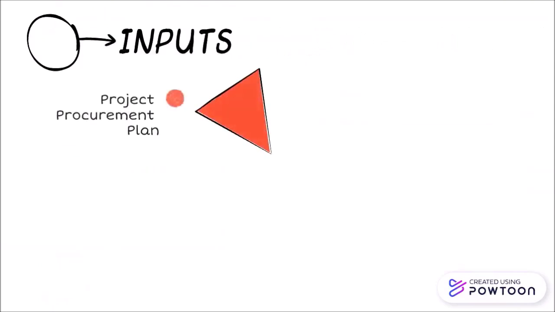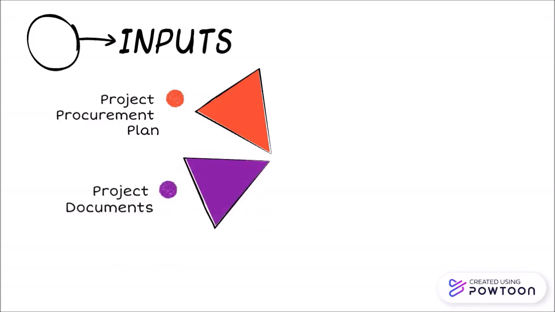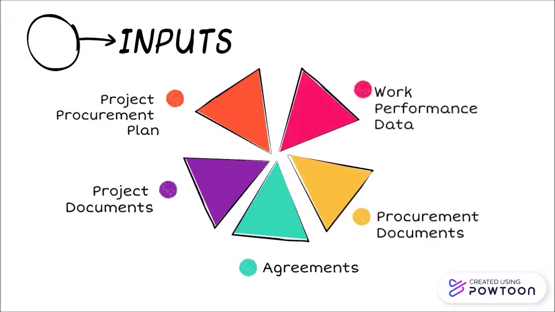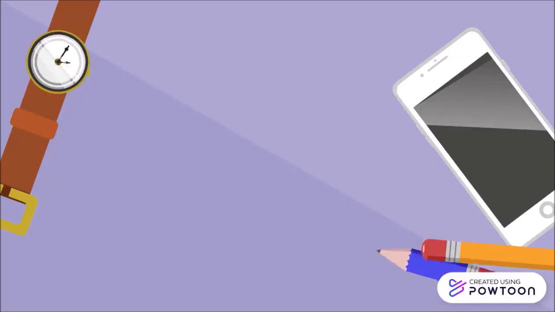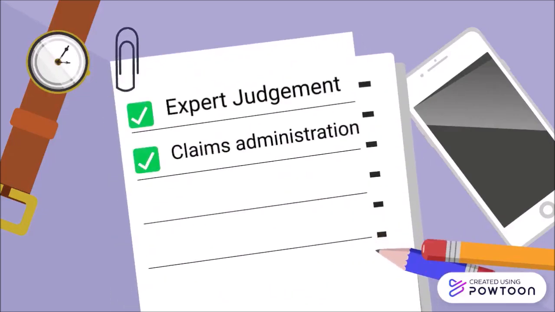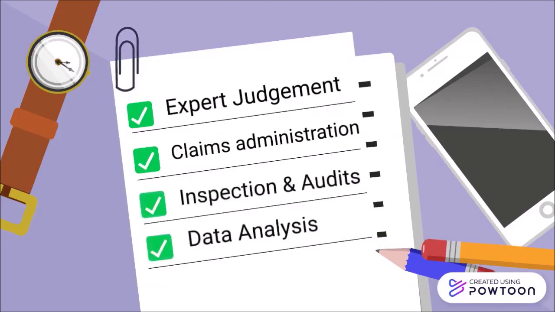The inputs to this process include the procurement management plan that contains the activities to be performed during the control procurement process, project documents that include quality reports, requirements documents, agreements between the parties, procurement documentation that includes the statement of work, payment information, contractor work performance information, plans, etc. Work performance data contains seller data on project status, such as technical performance and costs that have been incurred. The tools and techniques for control procurement include expert judgment, claims administration, inspection and audit, and data analysis that includes performance reviews and earned value analysis.